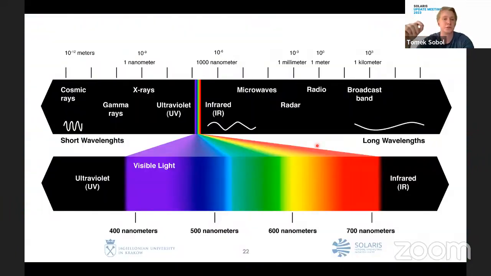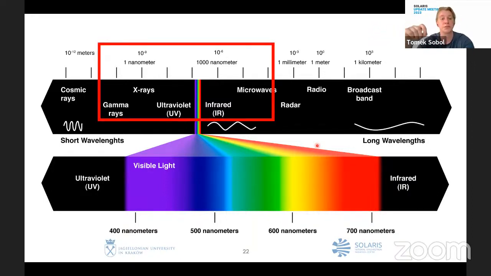It turns out that this is a very good process for producing X-rays, but in the acceleration process we can also produce other types of radiation. It starts from hard X-rays and goes to infrared and then even microwaves.